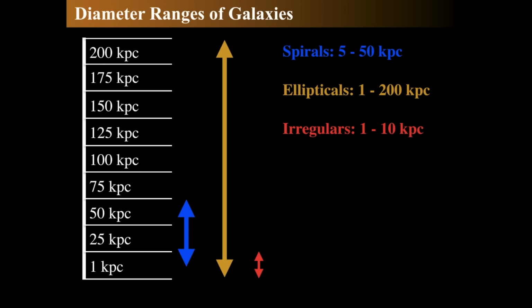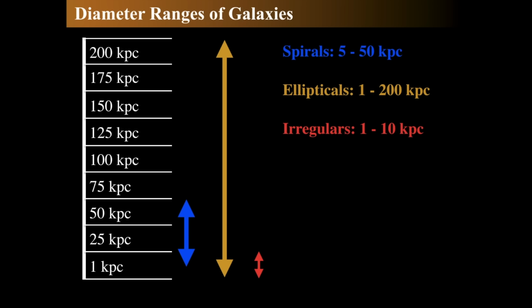And now we think about the diameters of these things, and this is where it gets really dramatic. Spiral galaxies are on the order of 5 kiloparsecs, or about 15,000 light years, up to about 150,000 light years across, with the Milky Way being about 100,000 light years across. So the Milky Way is on the larger end of the spiral galaxy size.